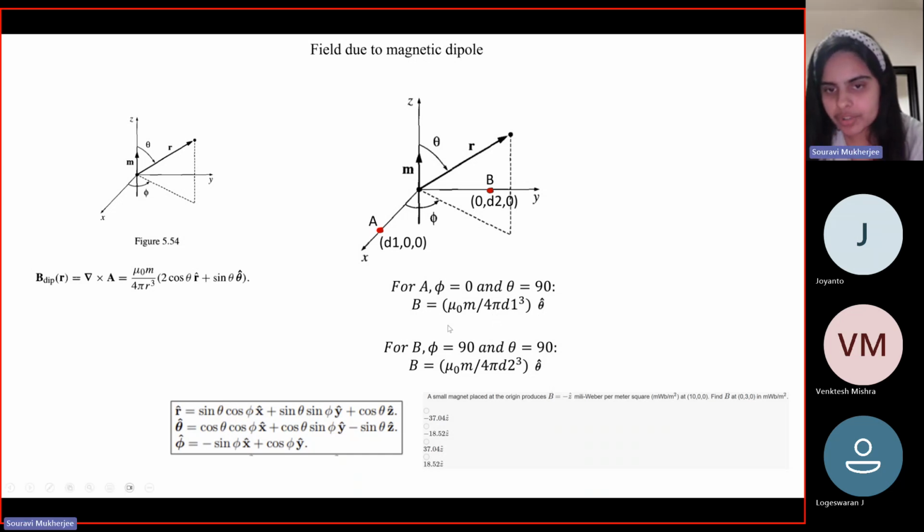Now that means for your given question, what is given is mu naught m by 4 pi 10 cube is equal to 1, right? And you are asked to find the value of mu naught m by 4 pi 3 cube, right? So now I think it should be solvable.